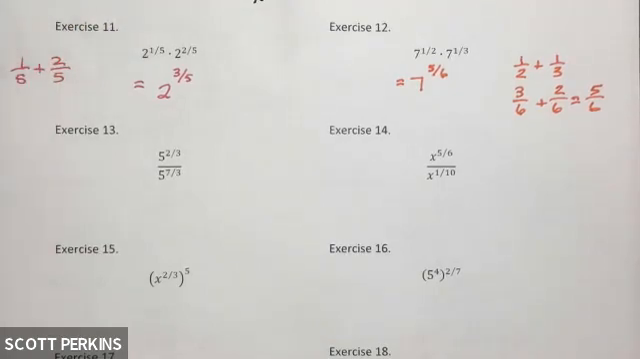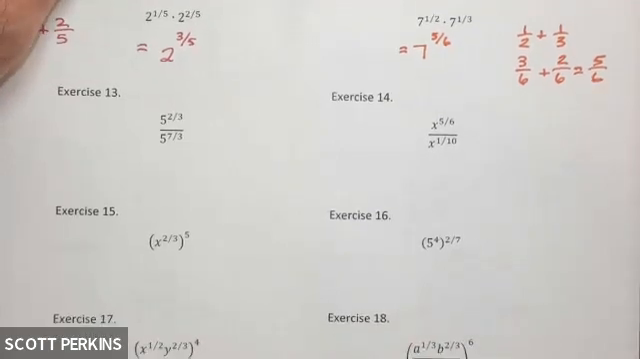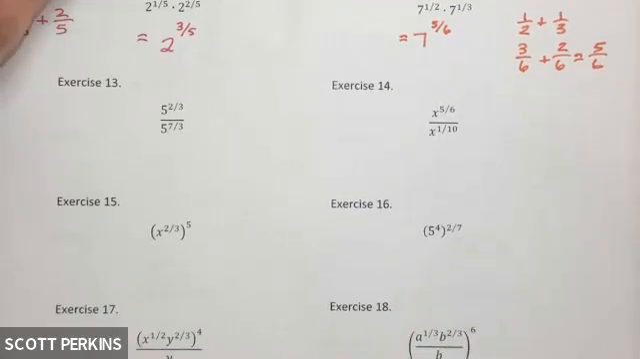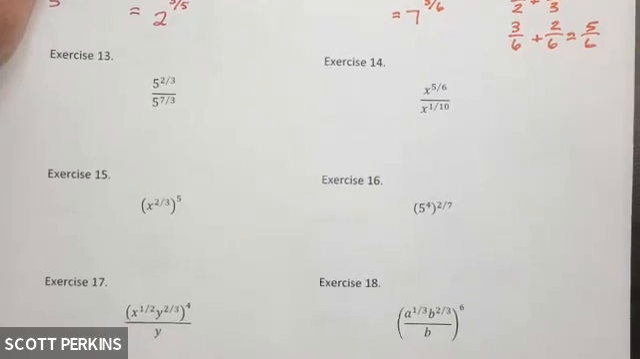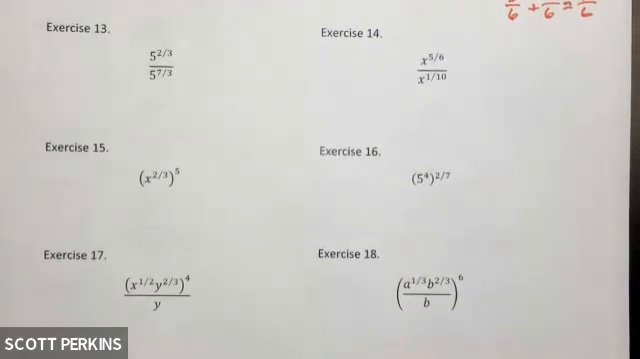All right, the next two talk about our quotient rule, subtracting the exponents. So I've done the same thing here. One of them has common denominators, one doesn't, just as we are getting acclimated to this. So go ahead and do both of them. Do exercise 13 and then 14. If you have a question, if you're totally blanking on this, raise your hand. I'll come to you.